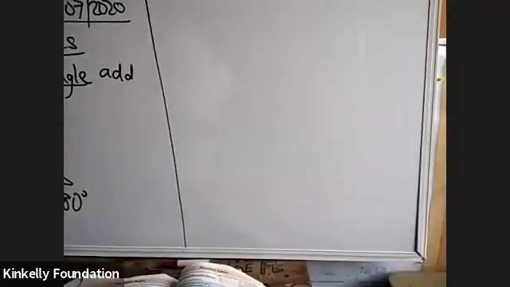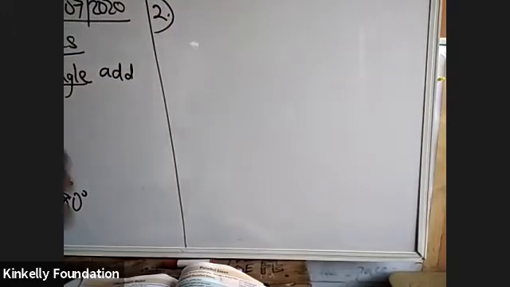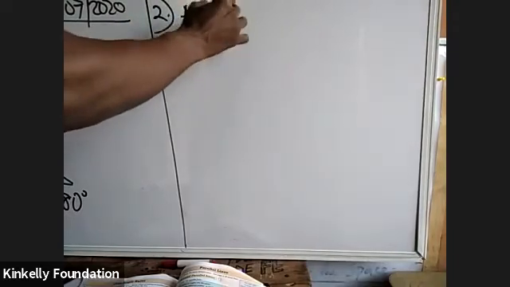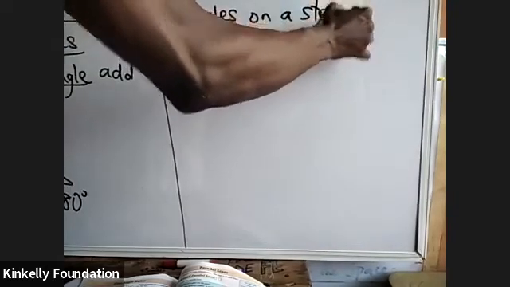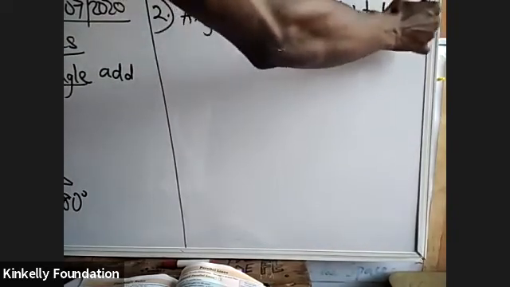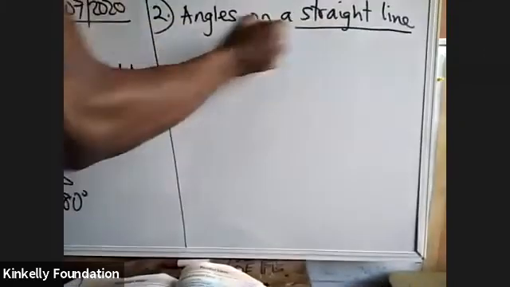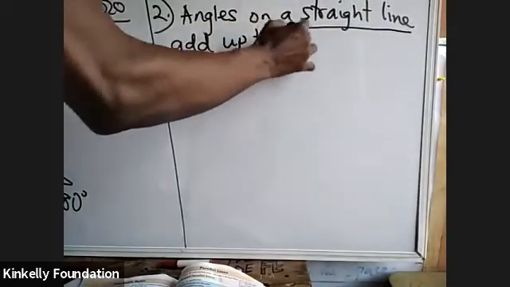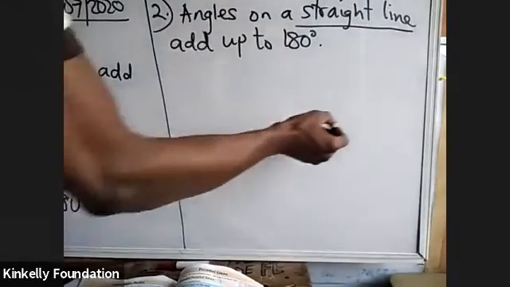Secondly, the second rule is that angles on a straight line add up to 180 degrees. What do we mean by that?